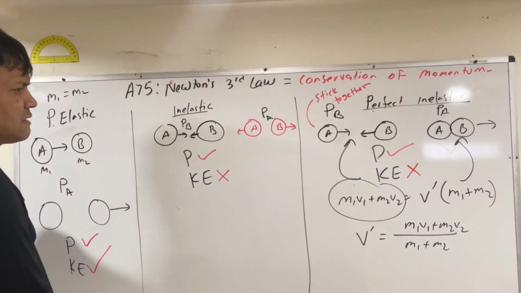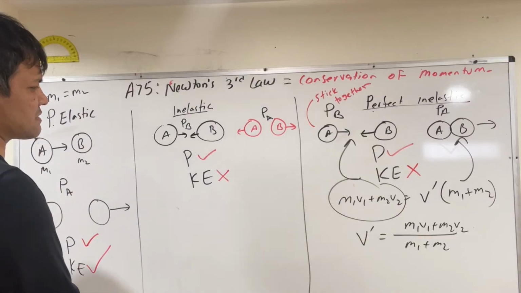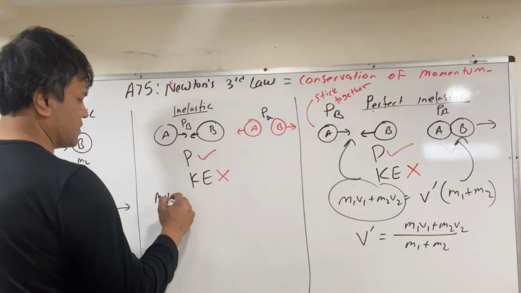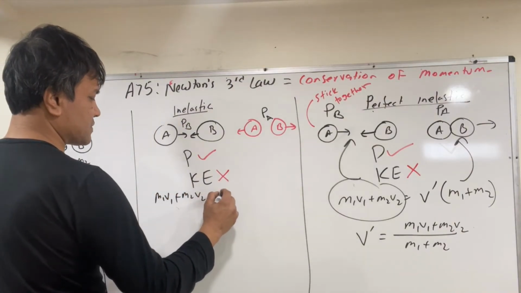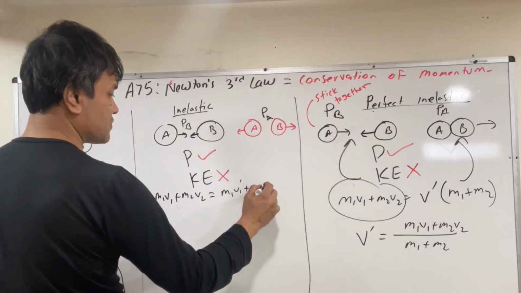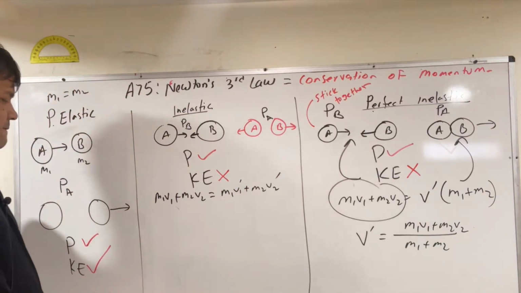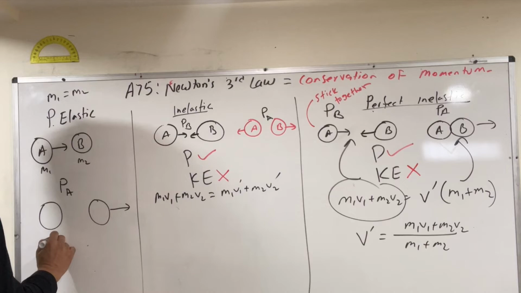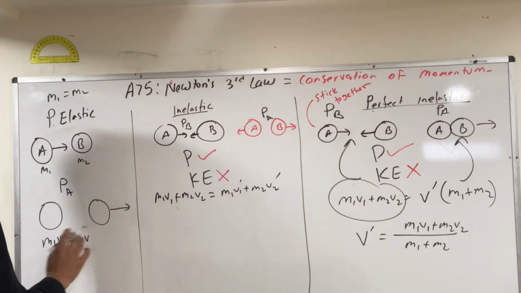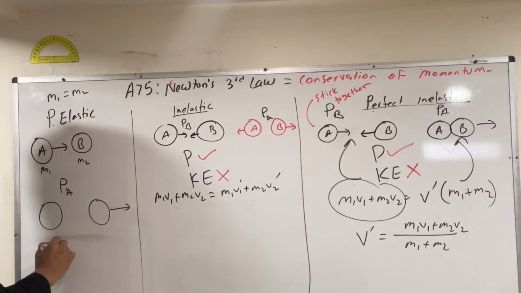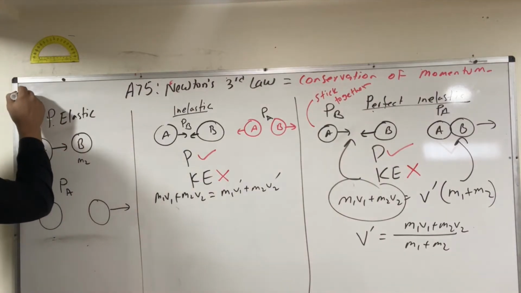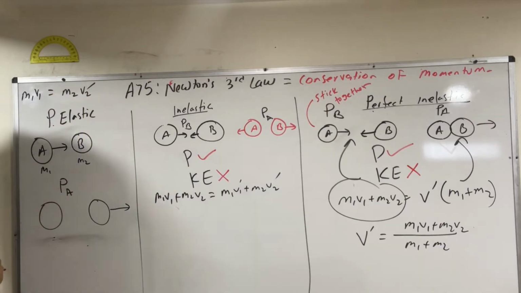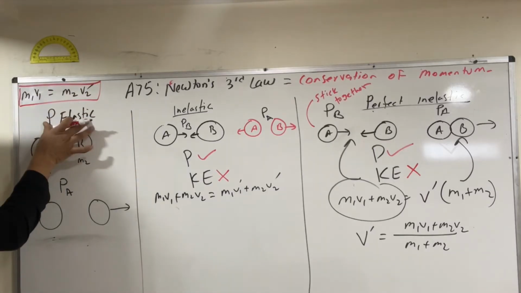Inelastic collision. What are we going to do with inelastic collision? Let's see. We're going to write the equation, right? m1 v1 plus m2 v2 is equal to m1 v1 prime plus m2 v2 prime, right? In this case, we're just going to write m1 v1 plus m2 v2. Oh wow, this one would be much easier. m1 v1 is equal to m2 v2, right? That's it.